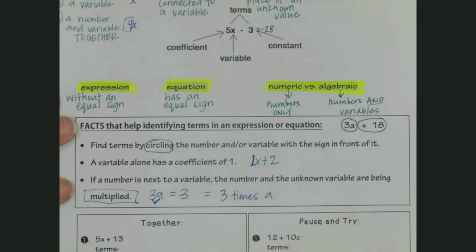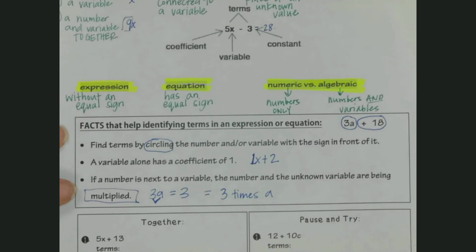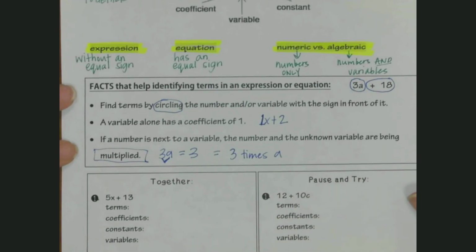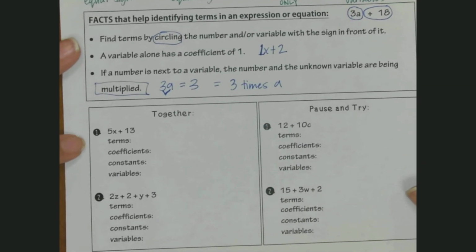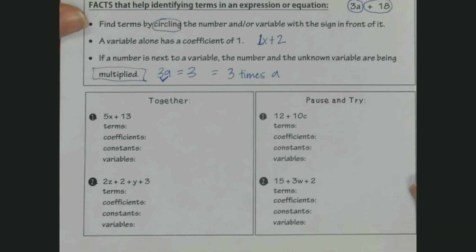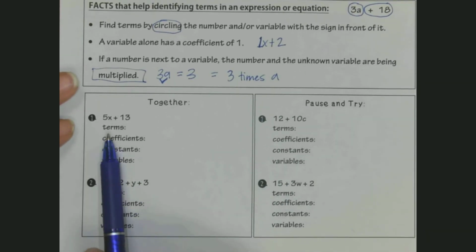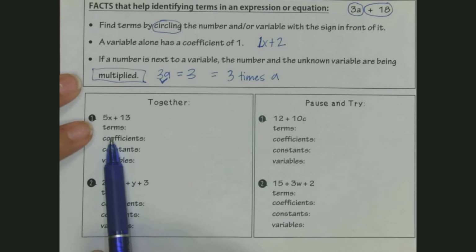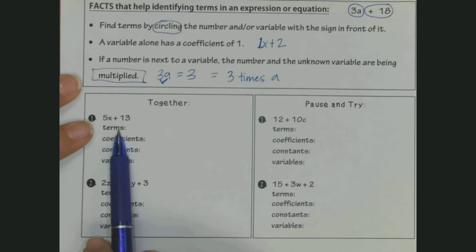Okay? And that's an important thing to know. All right, so now for our together problems and for your pause and try problems, we're going to practice identifying those different vocabulary words. Okay, so on this first one, we've got 5x plus 13. The first thing I need to do is circle the terms.